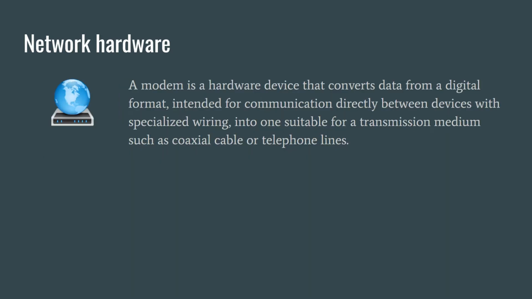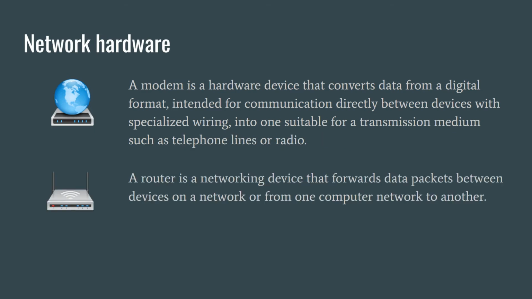So the purpose of the modem is to take that digital data from inside your computer network and turn it into a transmission that can go on typical cable you might find outside, like coaxial cable or telephone lines. And the purpose of the router is to forward data packets between devices on your network, or from one computer network to another. You'll see in a second how this works.